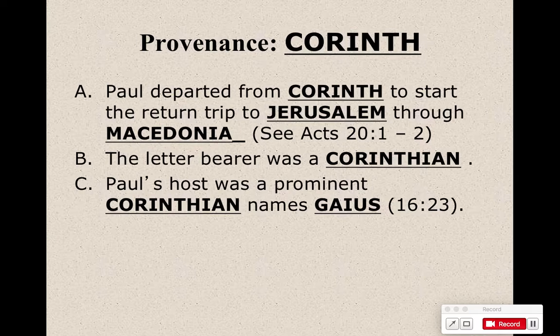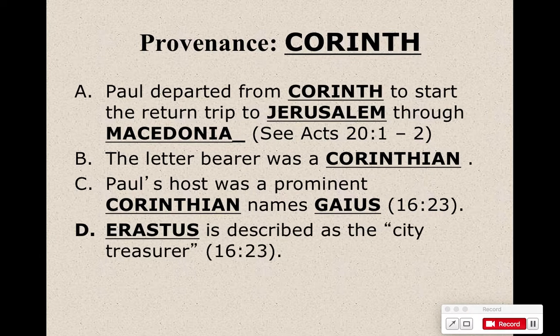He spends time with Gaius, according to chapter 16, verse 23, and Erastus is described as the city treasurer of Corinth, and so that's why we know that he is in Corinth.